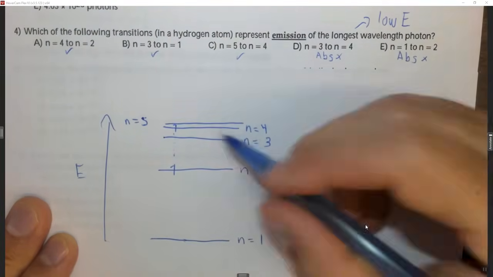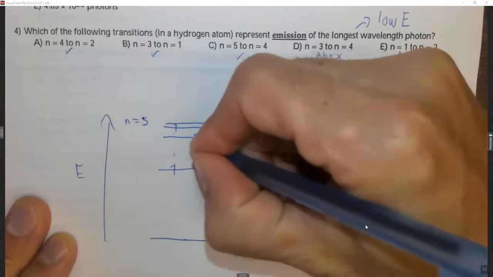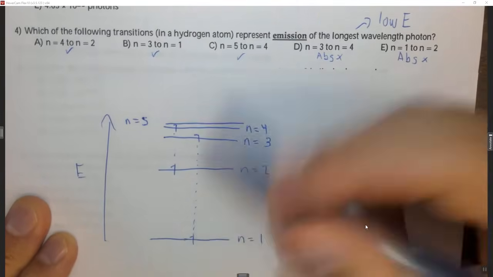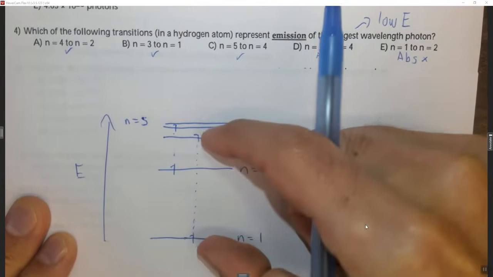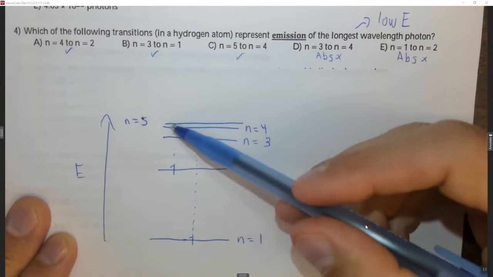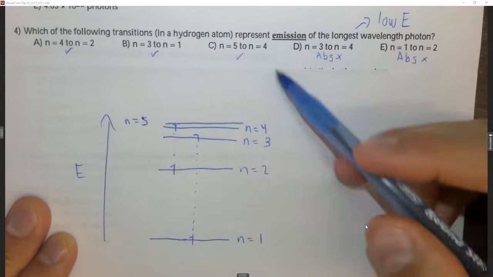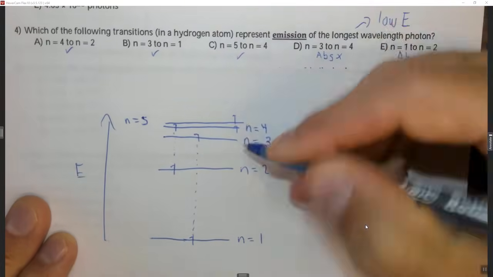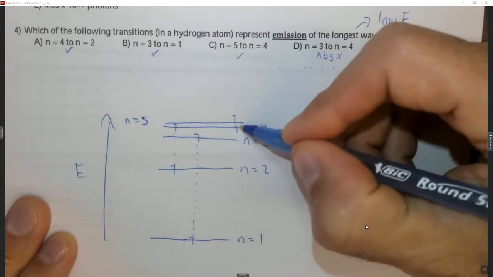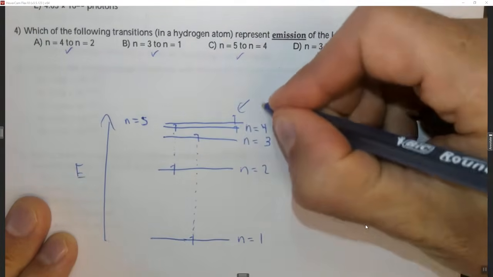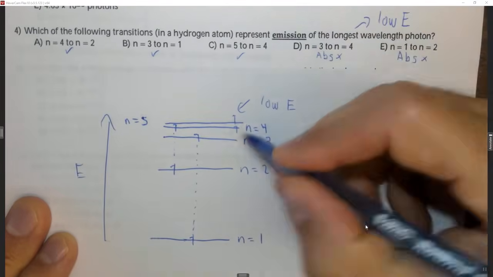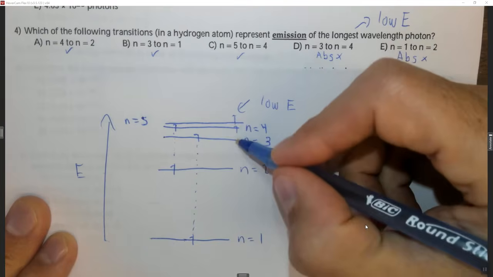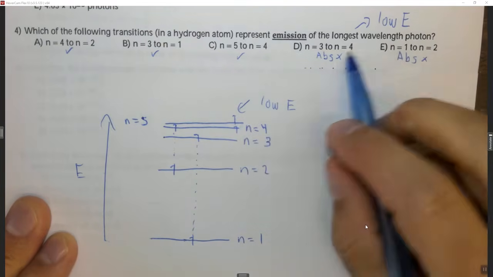Let's look at the next one, 3 to 1. If we look from 3 to 1, we have the electron falling this far and emitting a photon with this much energy, which is certainly more energy than from 4 to 2. Now let's look at the last one, 5 to 4. This one's going to be hard to draw. It's falling just this little tiny gap right here. So this is clearly the lowest energy because it's the smallest gap. It's fallen the least amount of distance. So if this is low energy, it's going to have the longest wavelength.